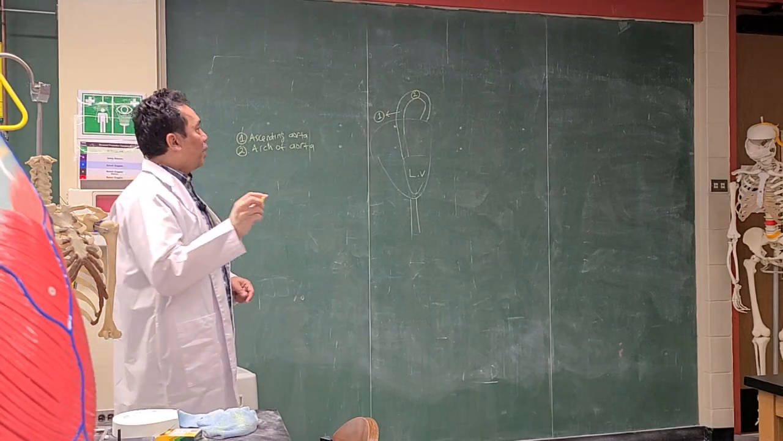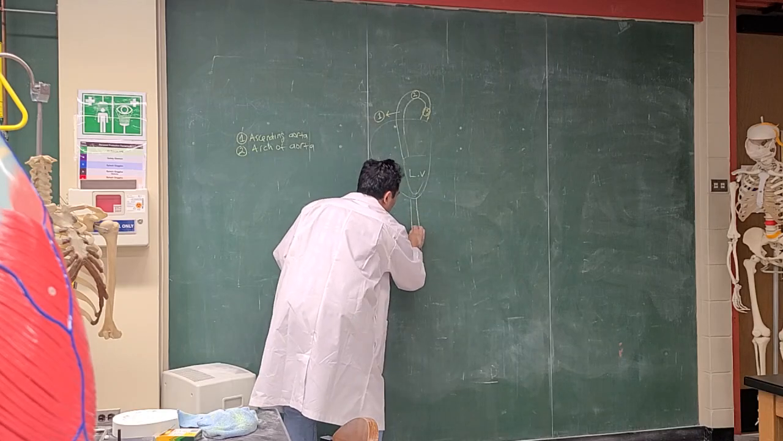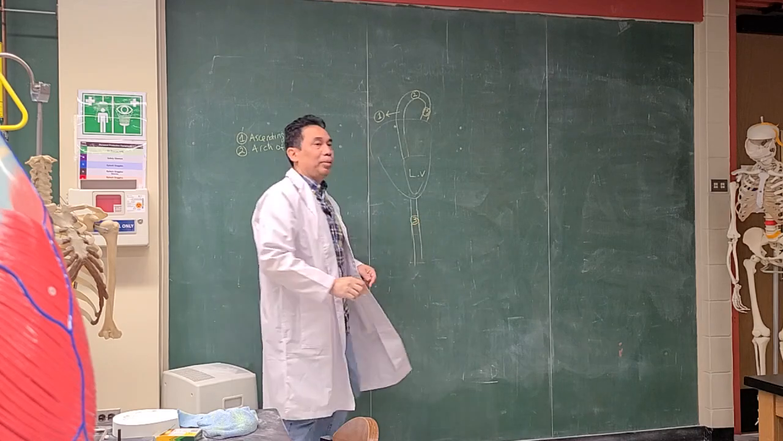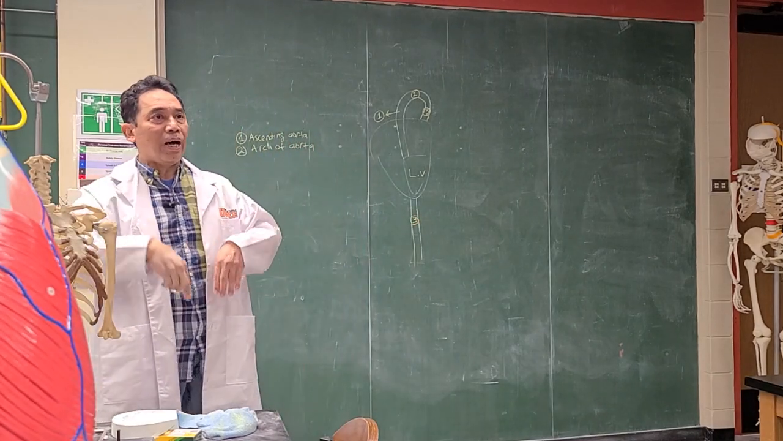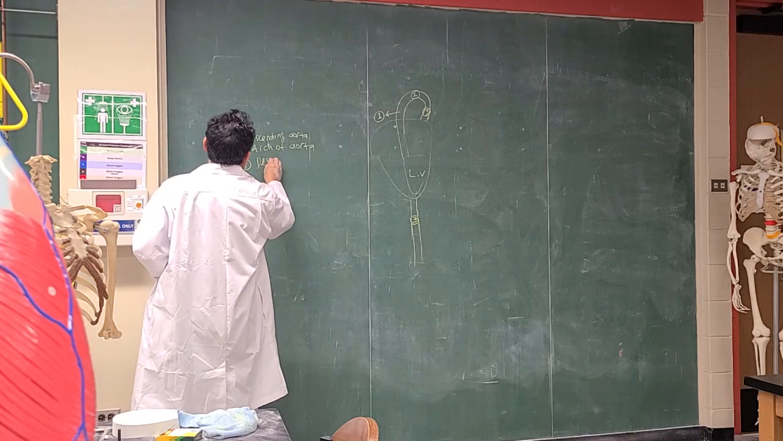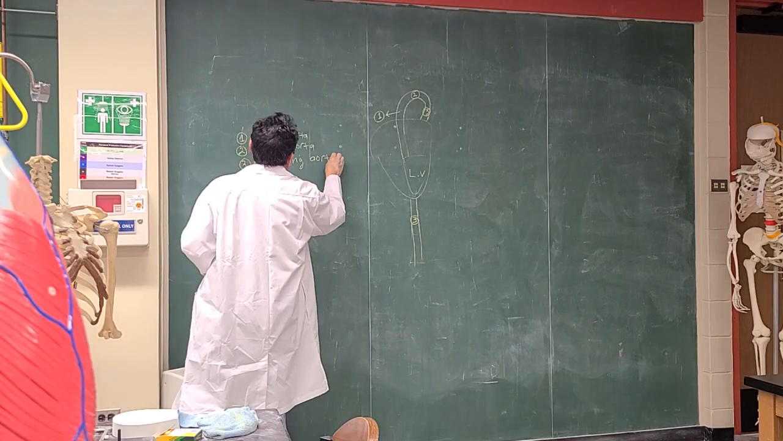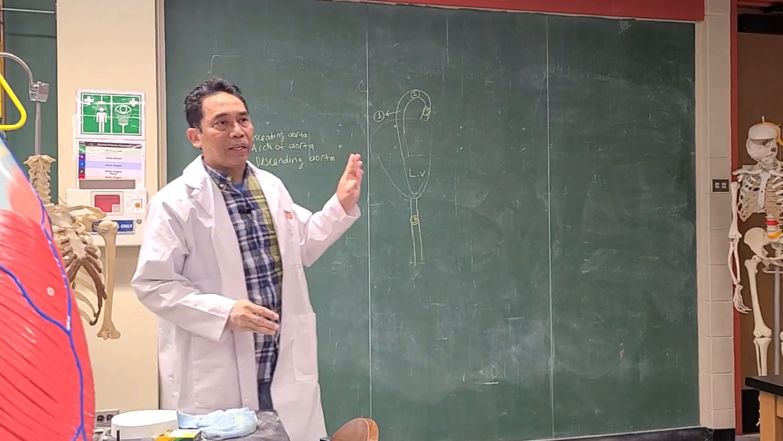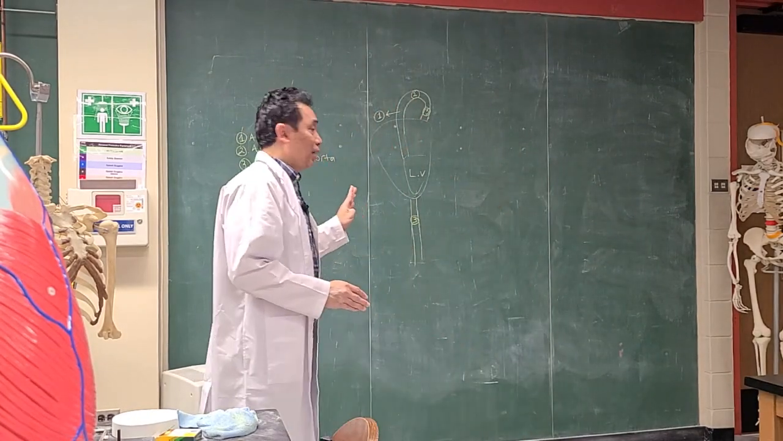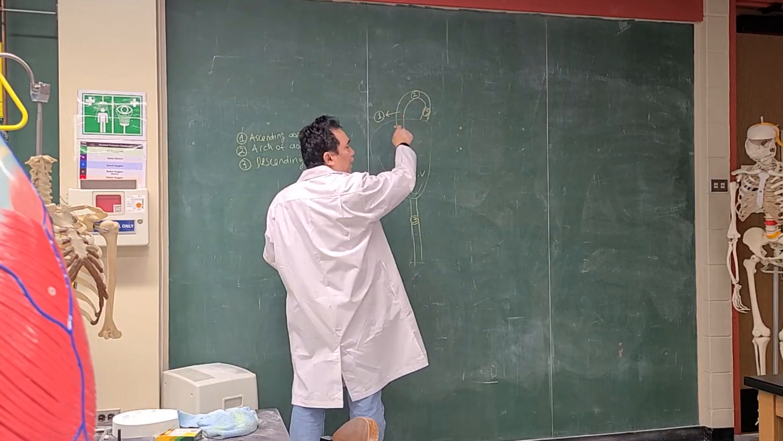Okay, number three, over here, is also going down, actually going on the back. So this is going to be number three also. That number three is going down, therefore it's called the descending aorta. Okay, those are the three parts of the aorta: ascending, arch, and descending. You get this one?